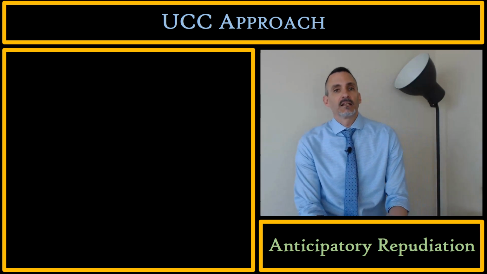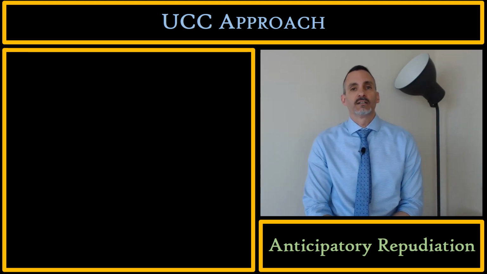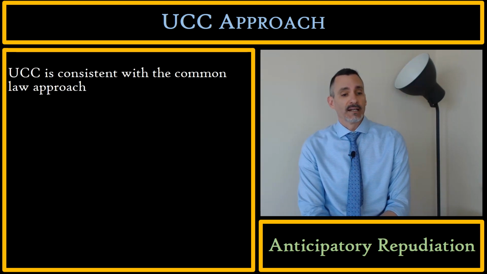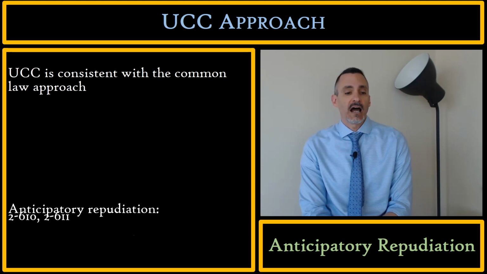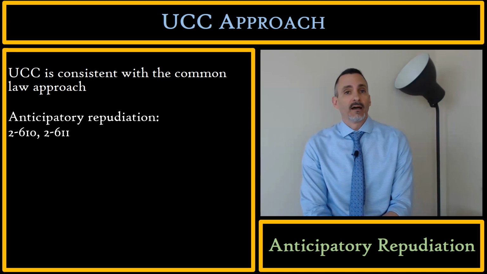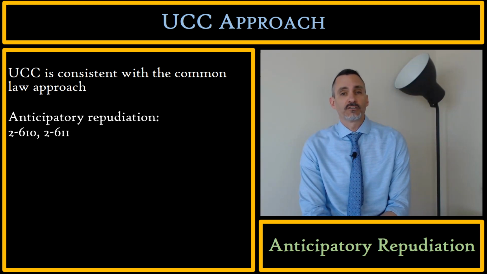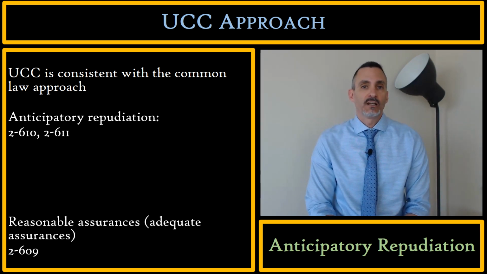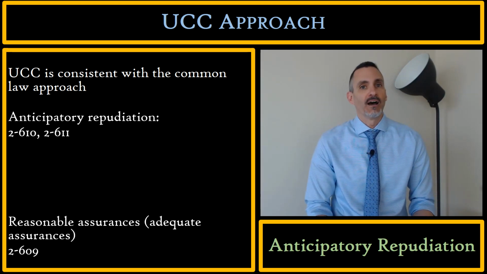Okay, finally, let's talk about the UCC approach to anticipatory repudiation. It's not real difficult. In fact, it is consistent with the common law approach. So 2-610 and 2-611 under the UCC deals with anticipatory repudiation, and 2-609 deals with reasonable assurances. But you should have a question that you want to ask me now, right?